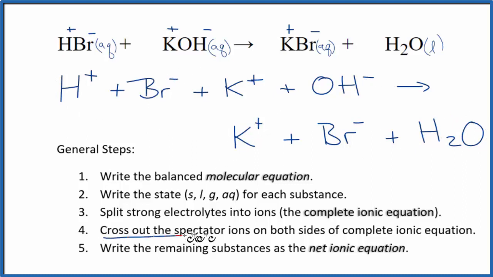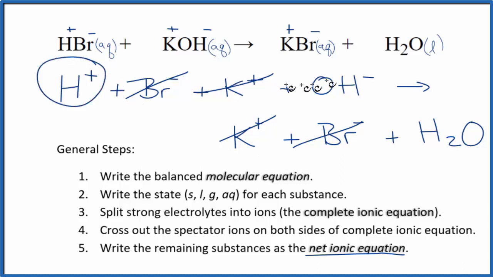Now we can cross out these spectator ions. Spectator ions are on both sides of the equation, in the reactants and in the products. In essence, they don't change, so we're not interested in them. So here I have a potassium ion in the reactants and in the products. Let's just cross it out. I have bromide ion right here, and then in the reactants, cross it out. But everything else is unique, and that means it's the net ionic equation.